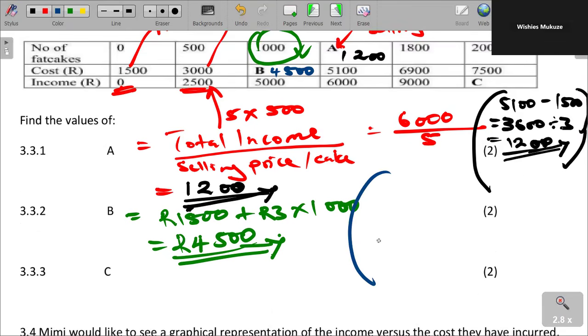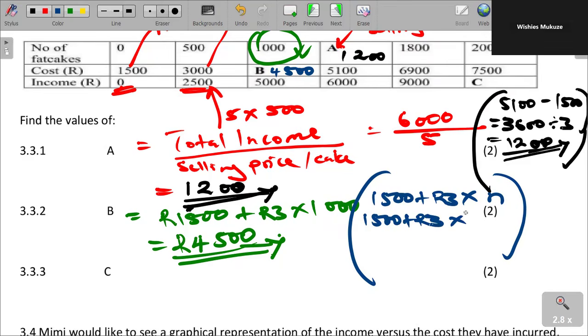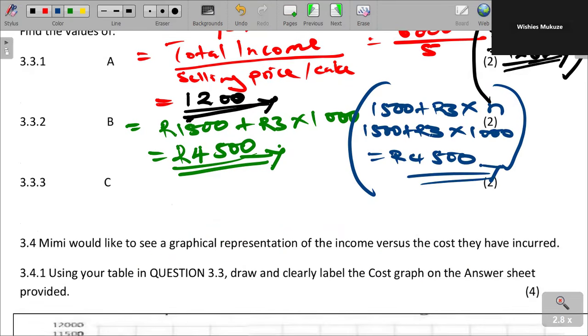The formula I said is 1,500 plus 3 rand multiplied by N, which is the number of cakes, multiplied by 1,000. That is why this gives us 4,500 that we are seeing there.